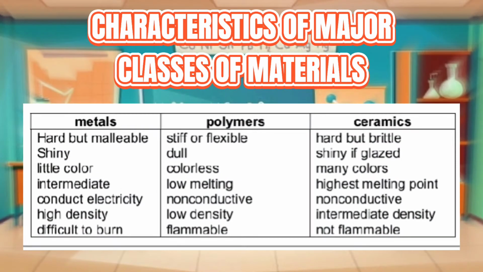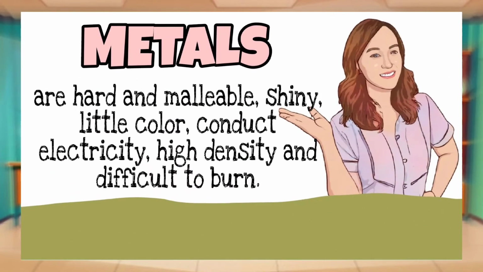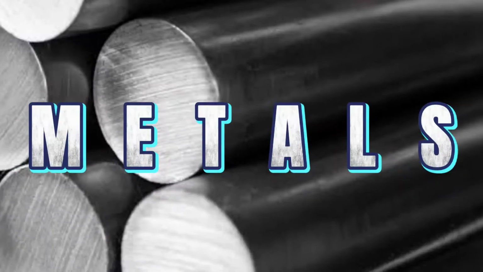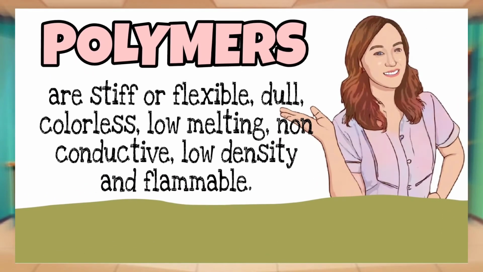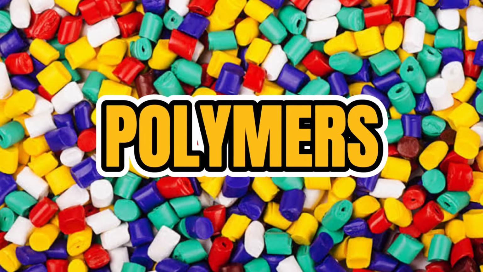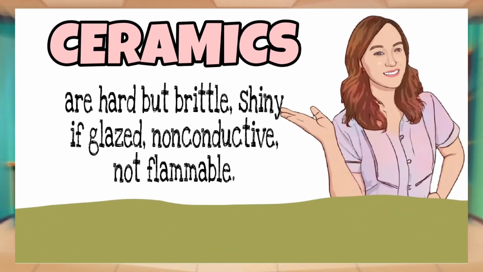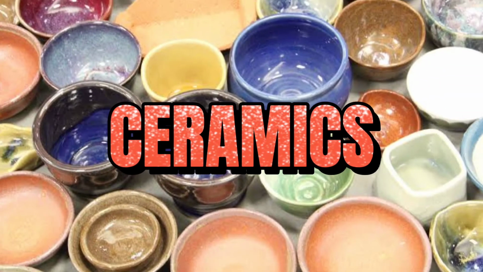Some characteristics of metal are the following. Metals are hard and malleable, shiny, little color, conduct electricity, high density, and difficult to burn. Polymers are stiff or flexible, dull, colorless, low melting, non-conductive, low density, and flammable, while ceramics are hard but brittle, shiny if glazed, non-conductive, and not flammable.